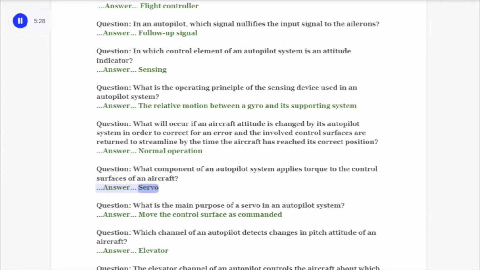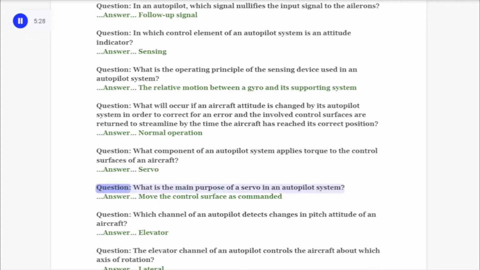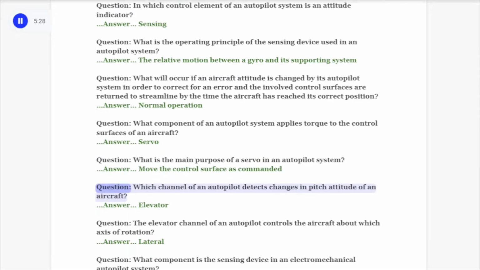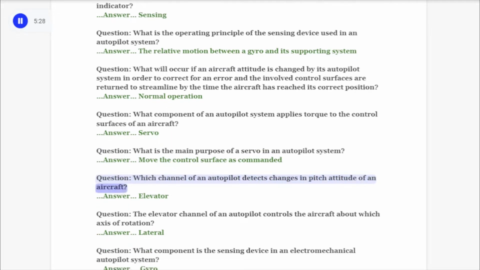Answer: servo. Question: what is the main purpose of a servo in an autopilot system? Answer: move the control surface as commanded. Question: which channel of an autopilot detects changes in pitch attitude of an aircraft?